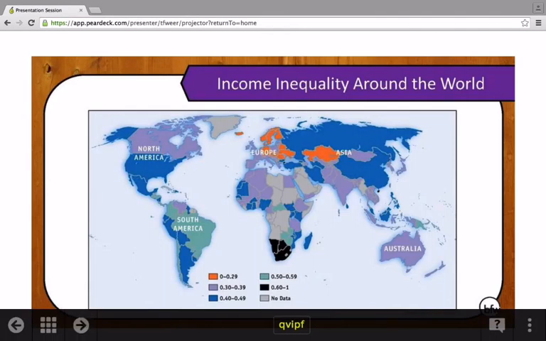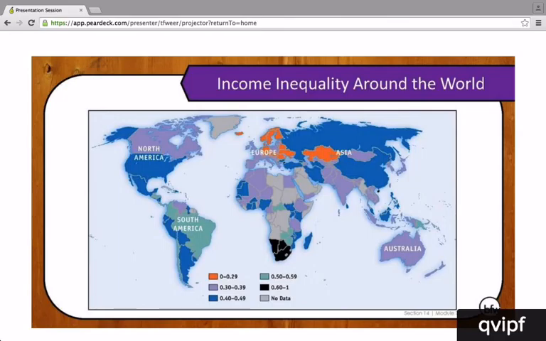Now this is a map that shows the Gini coefficient applied to countries around the world. You can see that Ukraine and many European countries, particularly Scandinavian countries, have much less income inequality. With the exception of a few countries in the southern portion of Africa that have high levels of income inequality, the countries with the highest levels of income inequality tend to be in Latin America and South America.